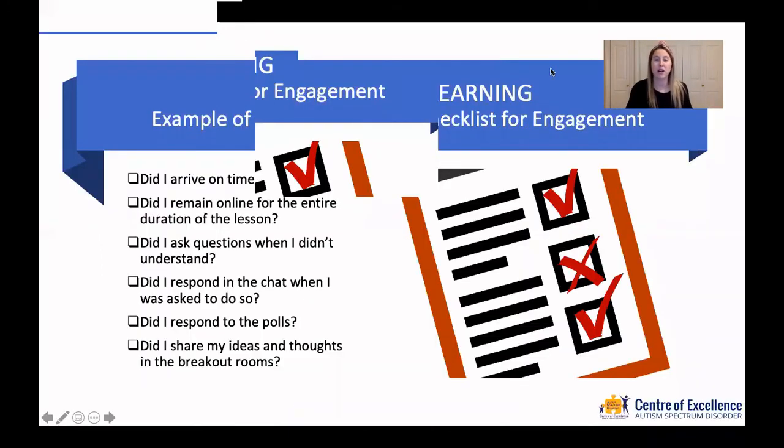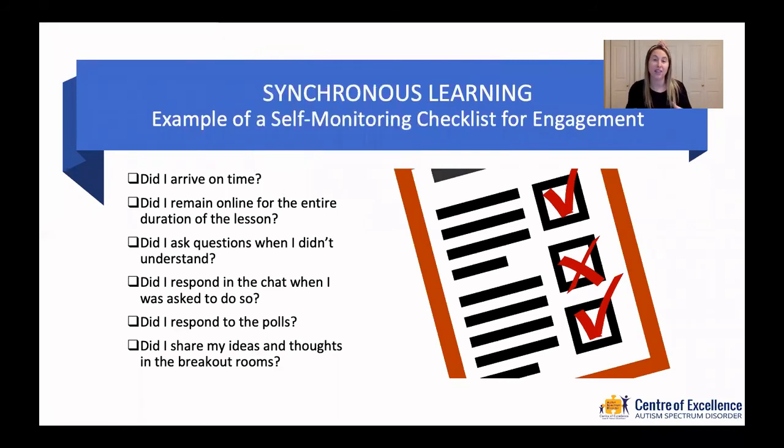This is an example of a self-monitoring checklist that a teacher could submit to their student. So we would ask questions like, did I arrive on time? Did I remain present for the duration of the lesson? Did I respond to the polls? Did I respond in the chat when I was asked to do so? And again, this is just an example and it doesn't have to look like this.